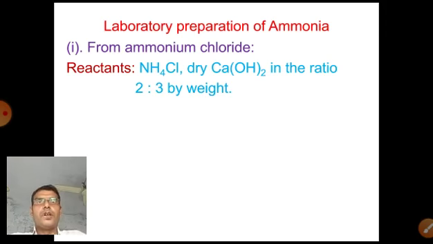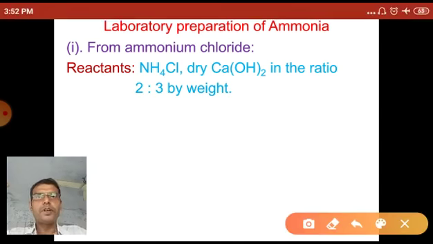So the reactants required for the preparation of ammonia in the laboratory from ammonium chloride: the first requirement is the reagent ammonium chloride and dry calcium hydroxide. The ratio of ammonium chloride to dry calcium hydroxide should be 2:3 by weight.